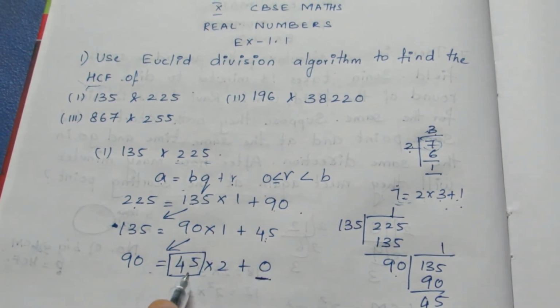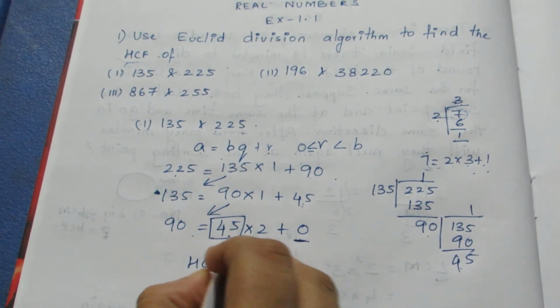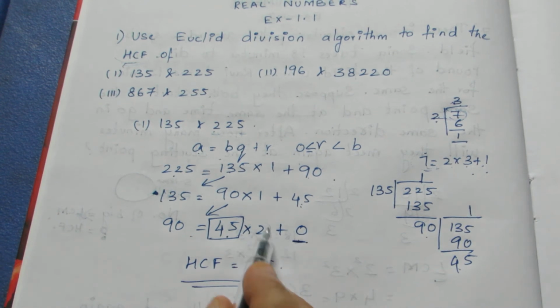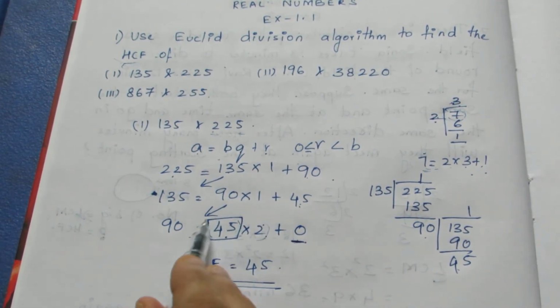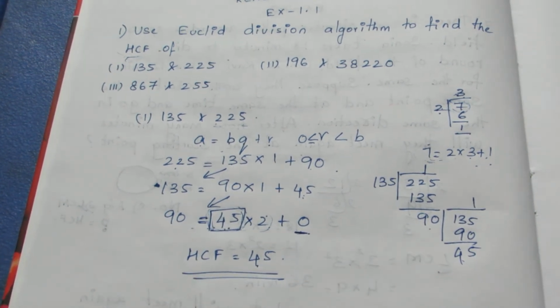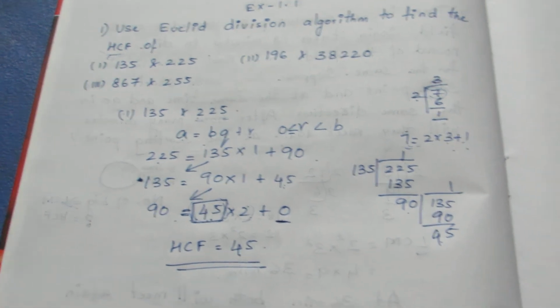After the equal to will be your HCF. Don't forget that HCF will be equal to 45. Usually people write HCF to be 2. It is not 2. The number after the equal to will be your HCF. So HCF here is 45. In the first sum, your HCF is 45. We'll move on to the second one.